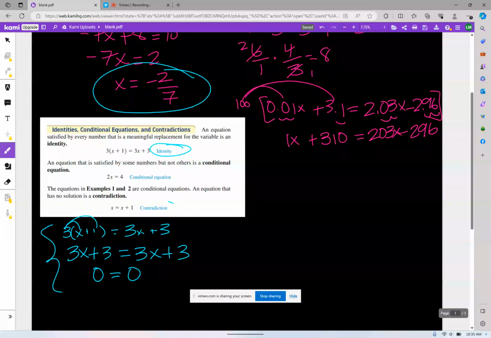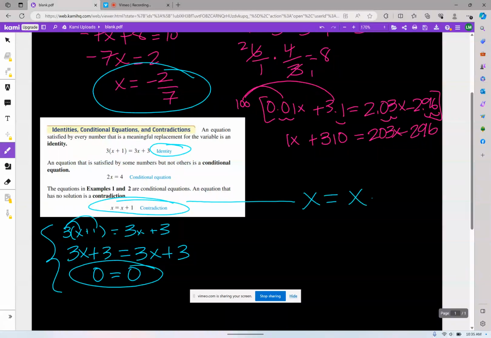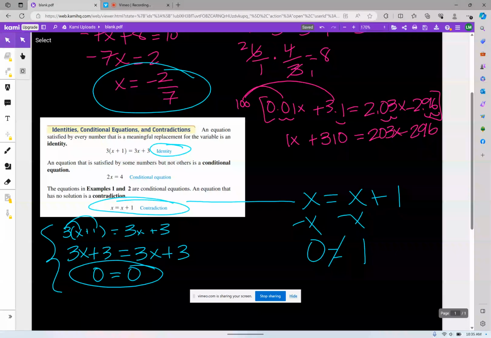And a contradiction means I end up with no variables and an equation that's not true. When I try to solve this contradiction equation and I subtract x from both sides, I get 0 equals 1. That's never true. No number is ever going to work. So that's a no solution.